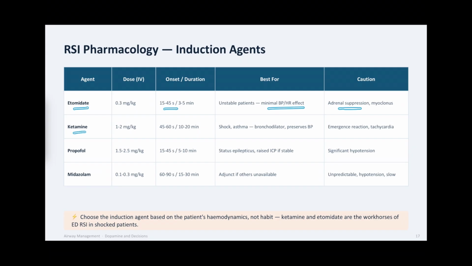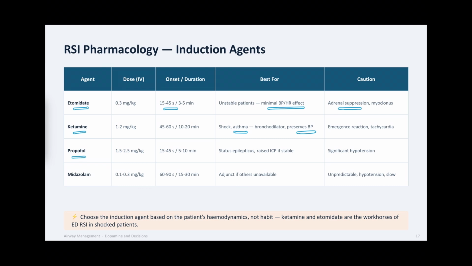Next is ketamine. Ketamine has become one of the workhorses of emergency medicine. Unlike many agents, ketamine usually preserves the blood pressure by stimulating the sympathetic nervous system. It is especially useful in septic shock, trauma, and severe asthma patients because it stimulates the sympathetic nervous system and it causes bronchodilation. However, remember that profoundly catecholamine depleted patients may still develop hypotension after giving ketamine.